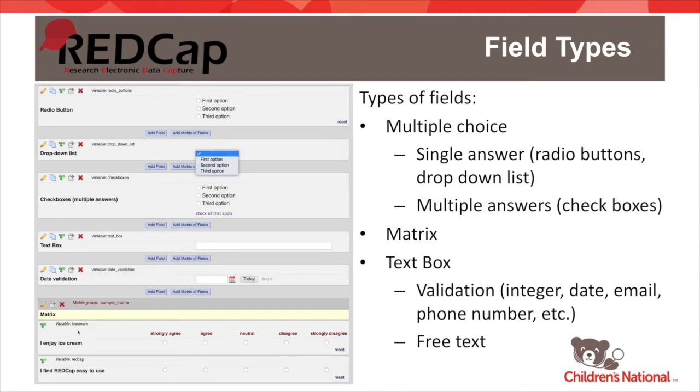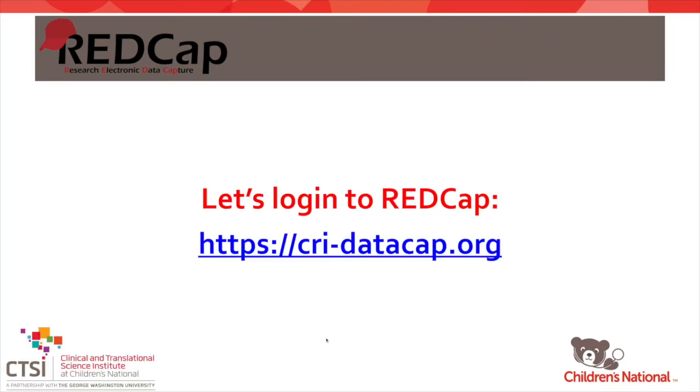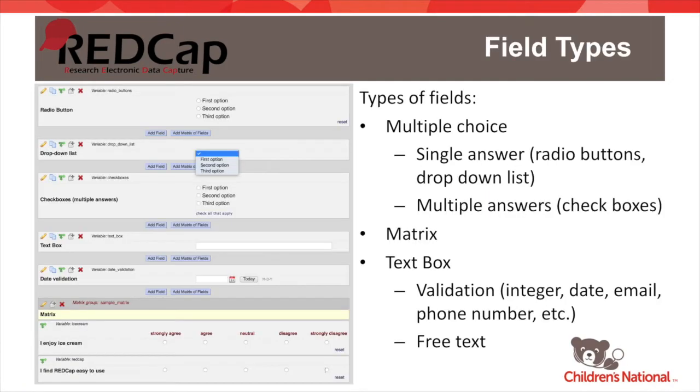There's also an option to add a matrix of fields. Here I'm just showing a quick example. A classic example of a matrix would be these strongly agree, agree, neutral, disagree, strongly disagree questions. Whoops, let me go back. So strongly agree, agree, neutral, disagree, strongly disagree. These are often done in a matrix.